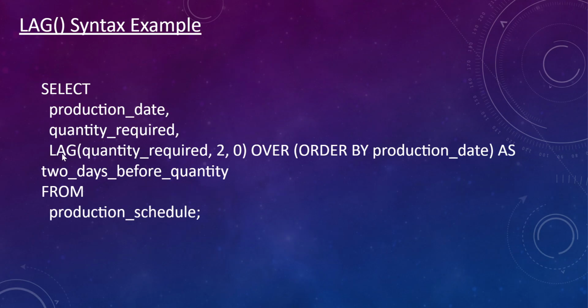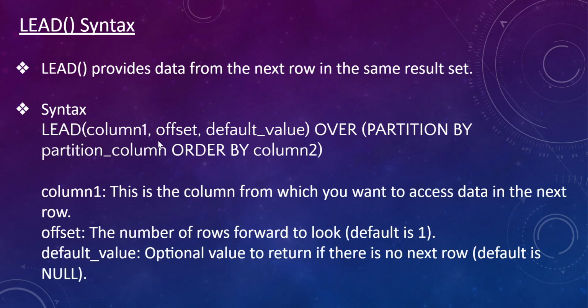Like in the example we have seen, the quantity required. So I want to know in this example what is the quantity 2 days before. So in this column, I'm interested to know the quantity. That's why I am mentioning the quantity required in this. This is the column from which you want to access data in the next row.